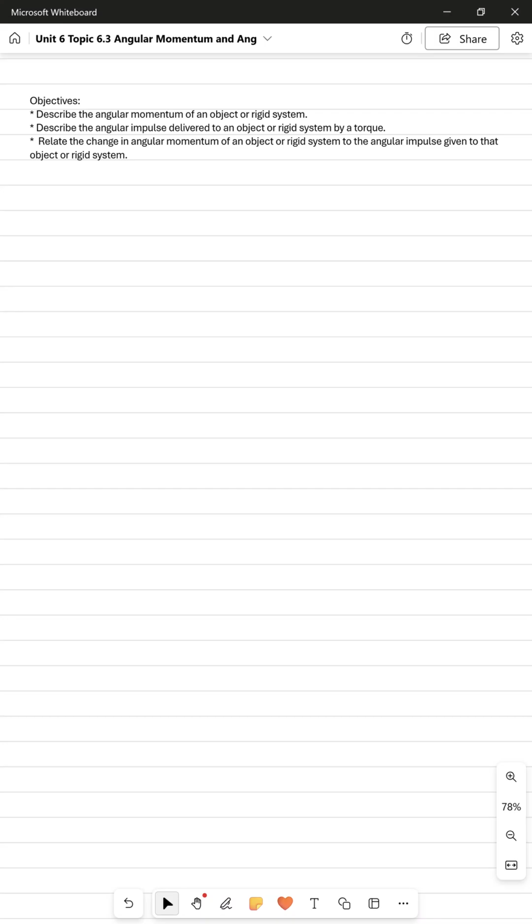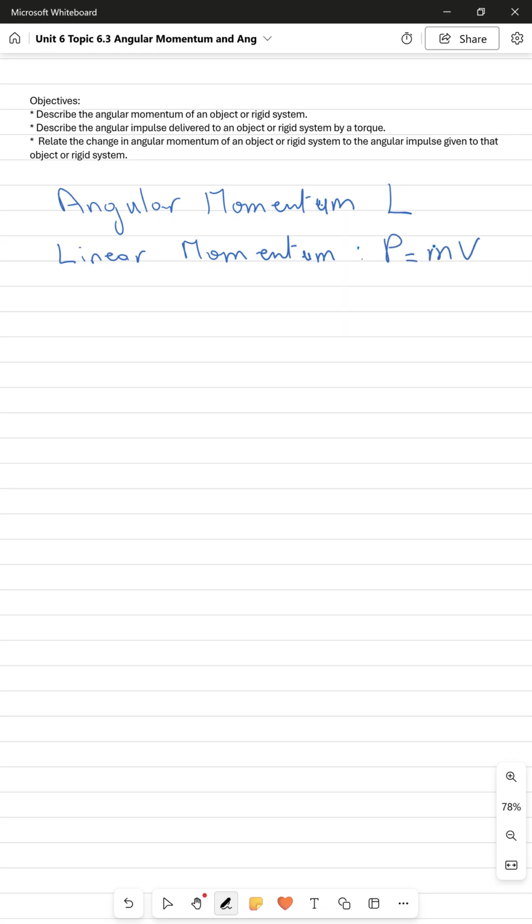Hello, in this video we are going to talk about angular momentum and angular impulse. Angular momentum, we use the symbol L for it, is similar to linear momentum but for rotation. Now, we will call it L, and we have linear momentum, which was P equals M times V.